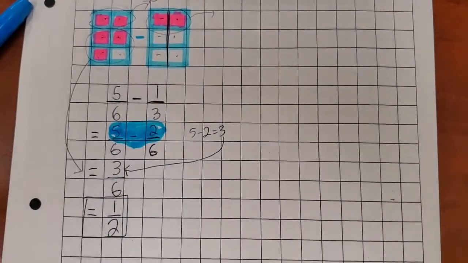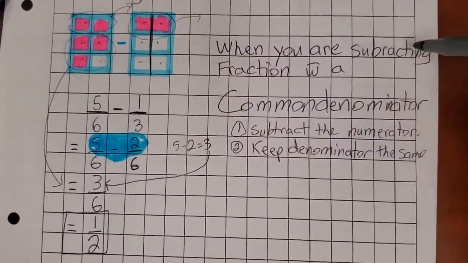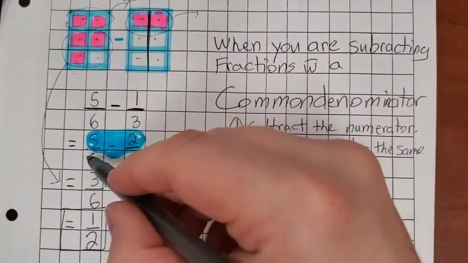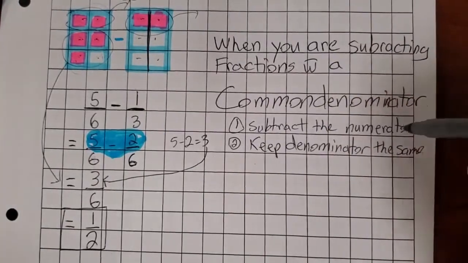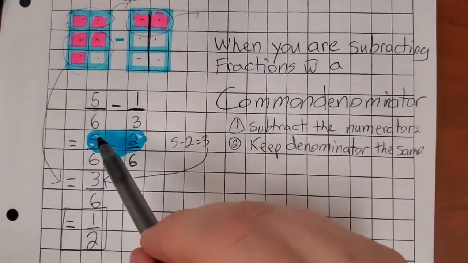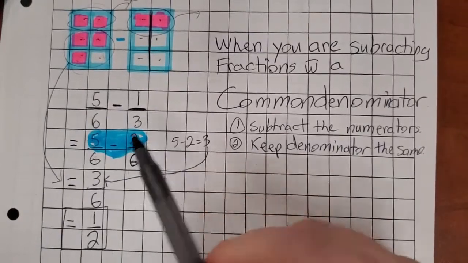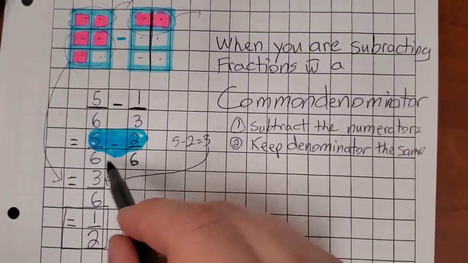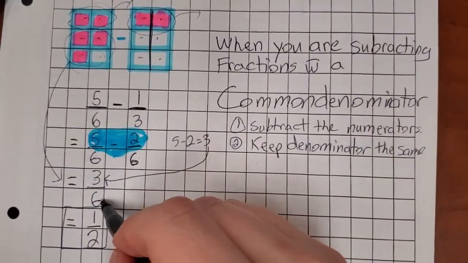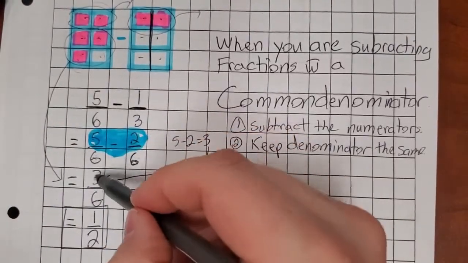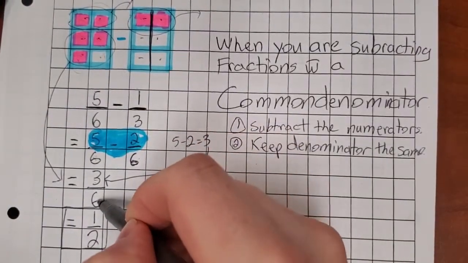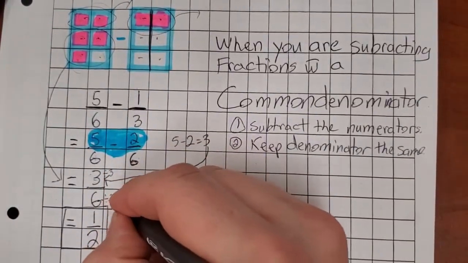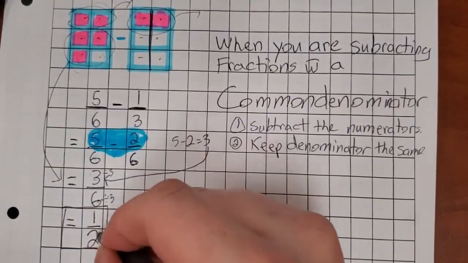So we could write a rule here, and the rule goes as so: when you are subtracting fractions with a common denominator, so this is common, 6 and 6, you will subtract the numerators. Okay, so we'll subtract the numerators, 5 subtract 2, and whatever that is will be your numerator. And then you're going to keep the denominator. Whatever denominator was that common denominator, that will be your denominator. So we'll end up with 5 subtract 2 is 3, and 6 will stay as the denominator. Then we had to reduce, which we remember 3 divided by 3, 6 divided by 3. 3 divided by 3 is 1, 6 divided by 3 is 2.